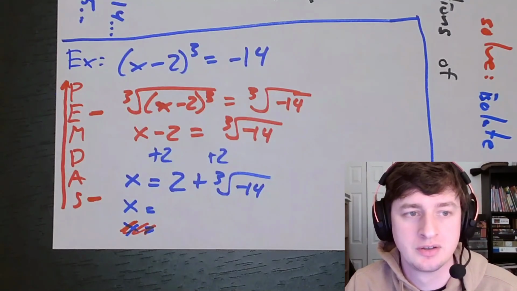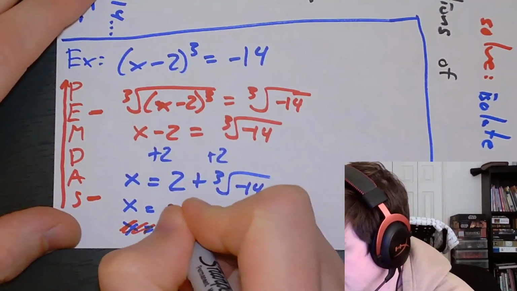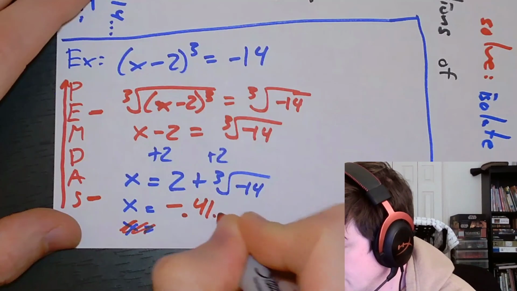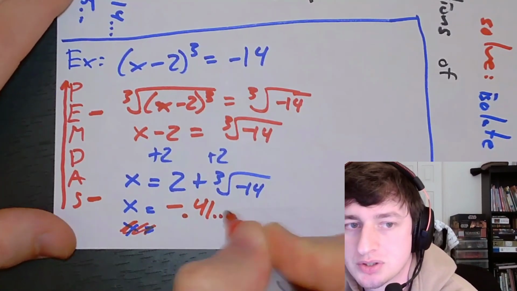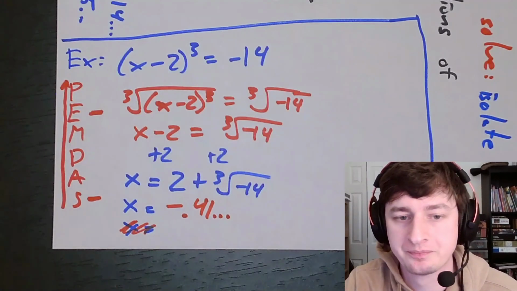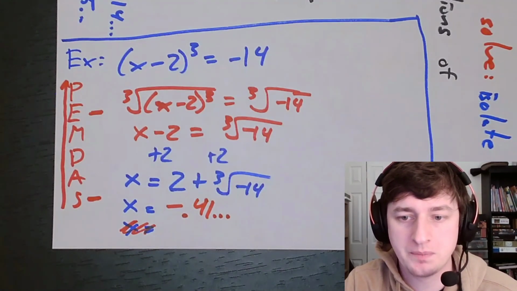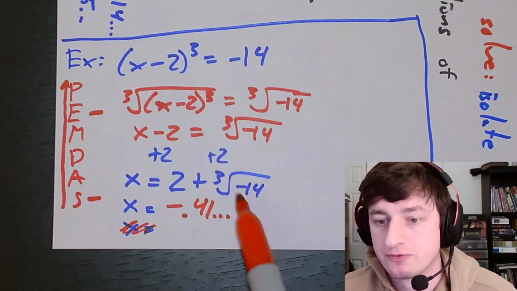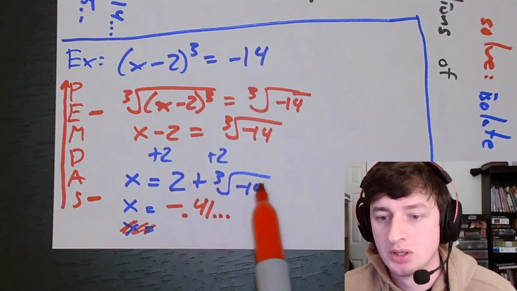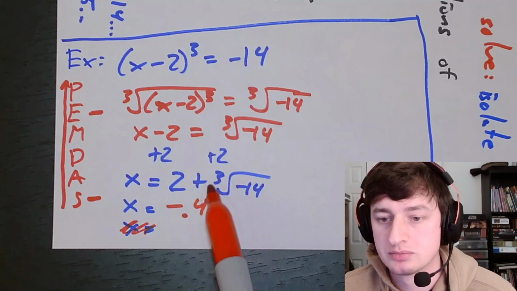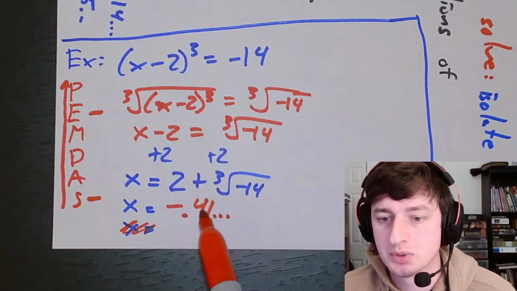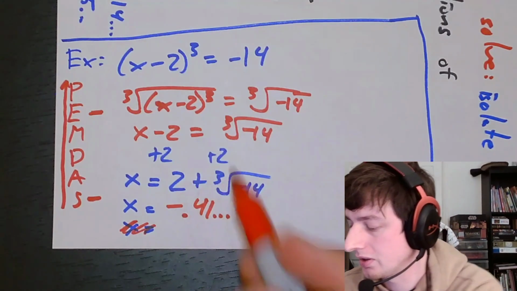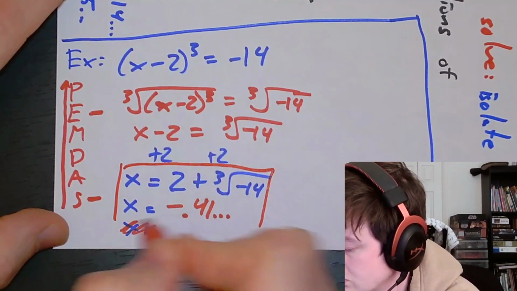Okay, so from our calculator, we get negative 4.1, and then we do dot, dot, dot, meaning there's more information after this. I'm just not going to take the time to write it down. Okay? So there's only one value. This ends up being a negative number because the cube root of 14 is bigger than 2, and this is negative, so this turns into a negative. This whole thing is subtraction. So it's 2 minus a larger number, and so we get a very tiny number, but it's negative. Okay?